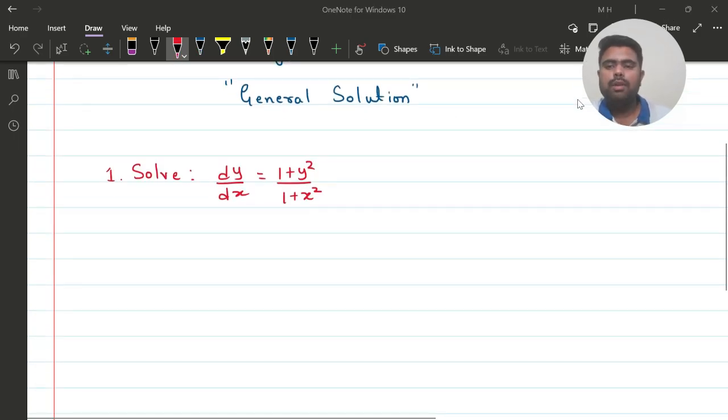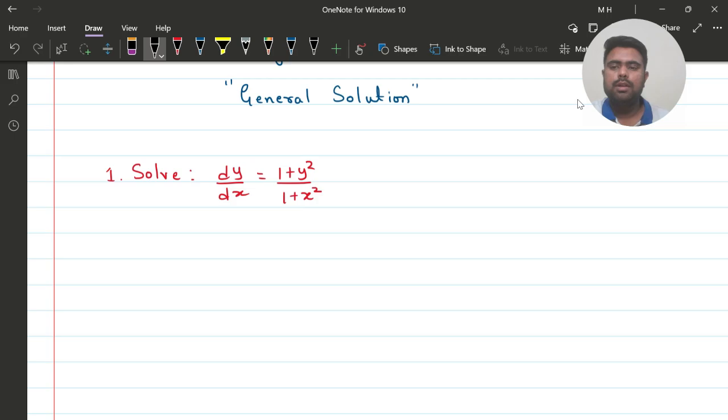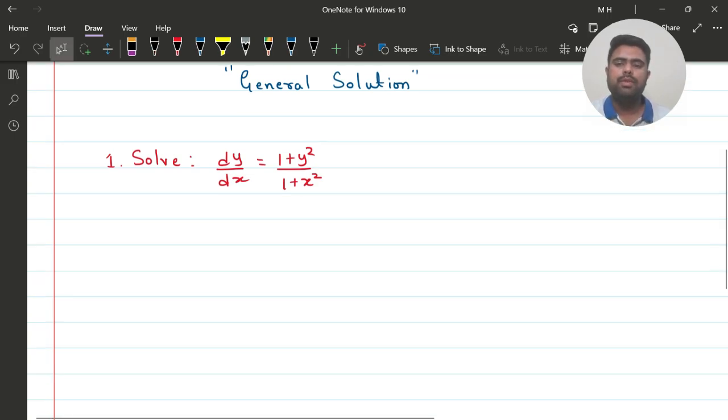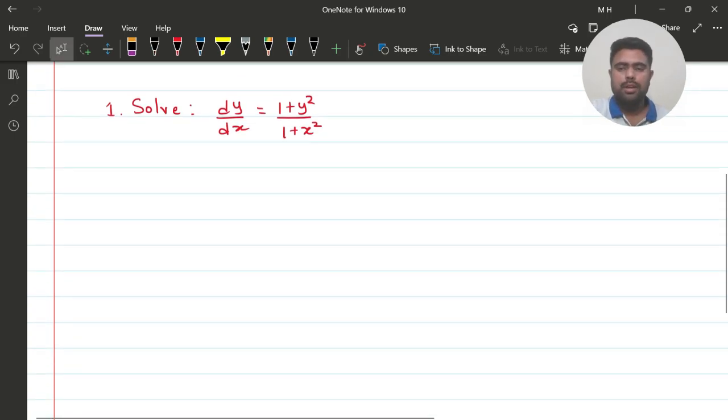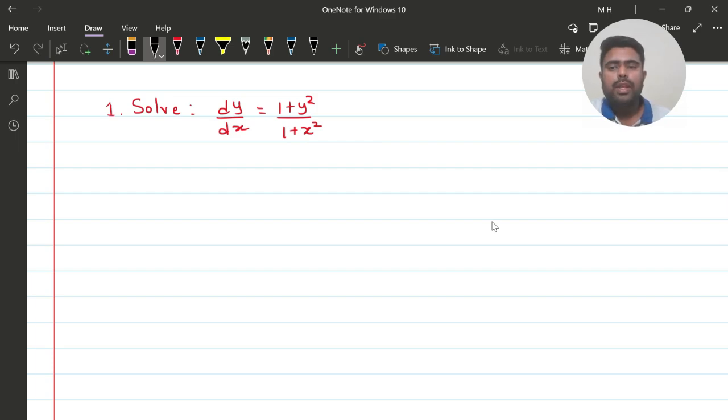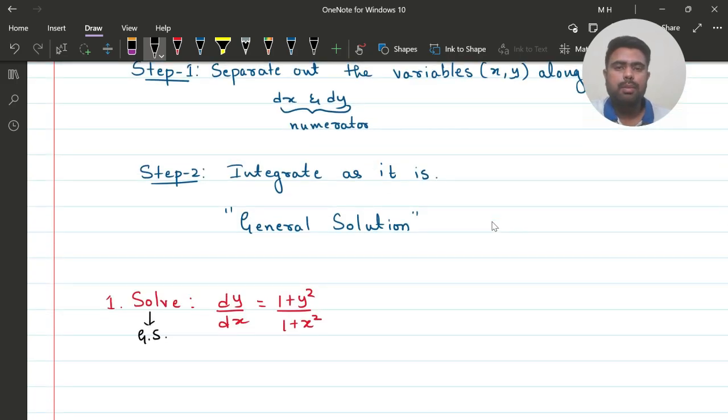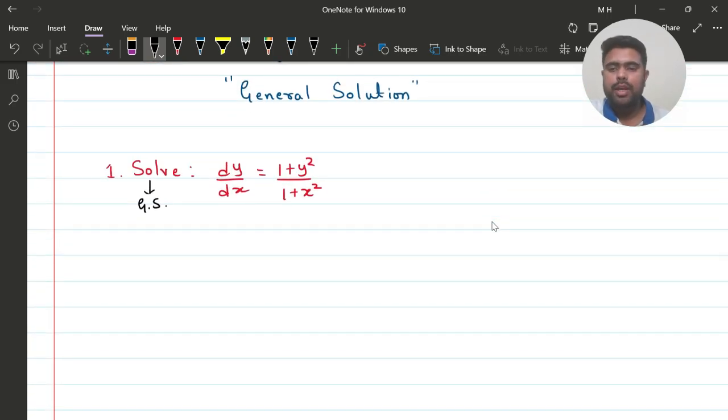So now we have this differential equation, that is dy by dx equal to 1 plus y square divided by 1 plus x square. Look, when they ask solve, they mean to ask the general solution. So we have to find out the general solution of this particular differential equation. So now, as I had given, separate out the variables in the first step. What they have given is dy by dx equal to 1 plus y square divided by 1 plus x square.